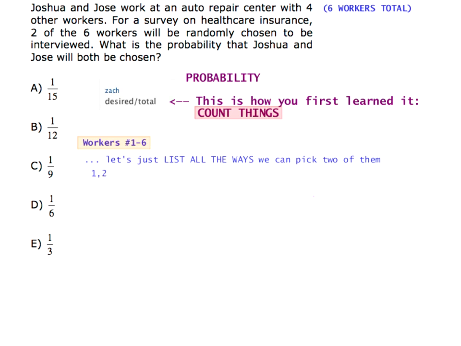So here are some ways. Well, 1 and 2, 1 and 3, 1 and 4, 1 and 5, 1 and 6. 2 and everybody else. Notice we don't need 2 and 1 because that's already been done. 3 and 4, 3 and 5, 3 and 6. 4 and 5, 4 and 6. And finally, 5 and 6.